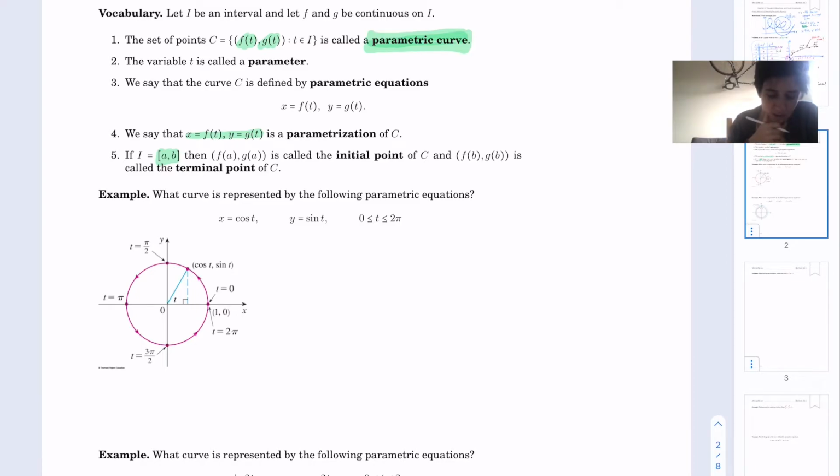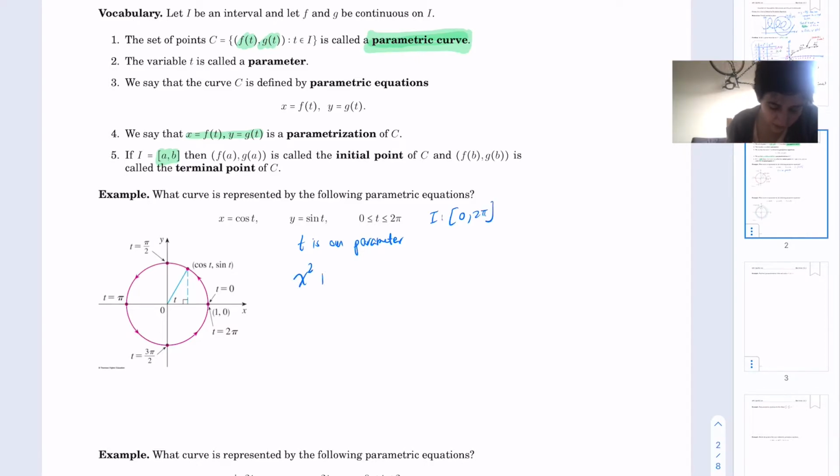We're asked what curve is represented by the following parametric equations. The curve is drawn for us. It is indeed a circle, but let's step through this a little more carefully in the context of our definitions above. So we have x equal to cos t, y equal to sine t, t is our parameter. Our interval is from 0 to 2 pi as a closed interval.